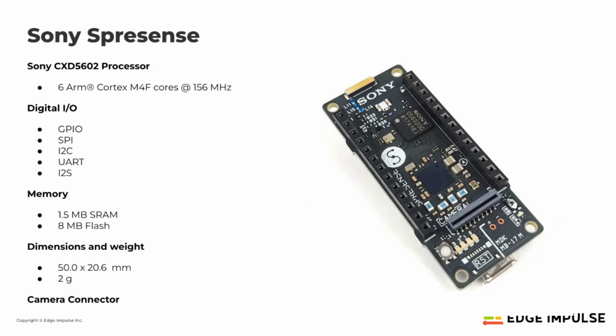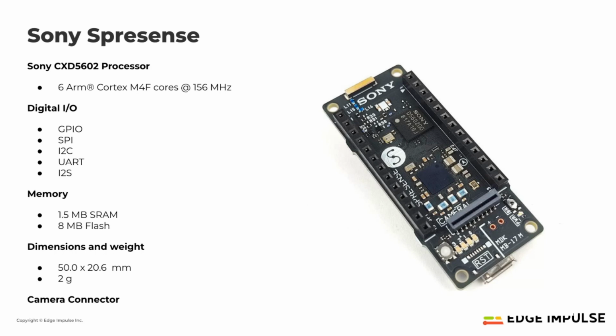Plenty of I/O with GPIO, SPI, I2C, and more, especially when the Sony expansion board is used, but it's not required. It also has 1.5 megs of memory and 8 megs of flash, a camera connector, and at 50 by 20 millimeters, it's quite small.